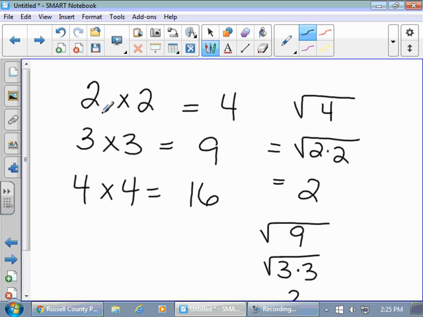I've got to keep it together. Okay, so square root of 15 does not work. It's not a perfect square. Okay. All right.